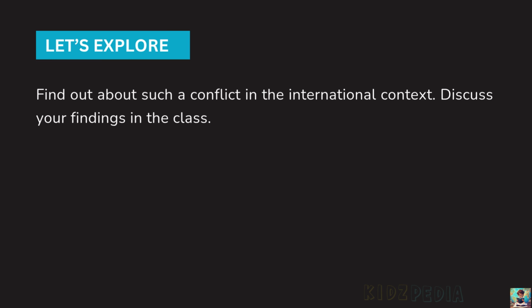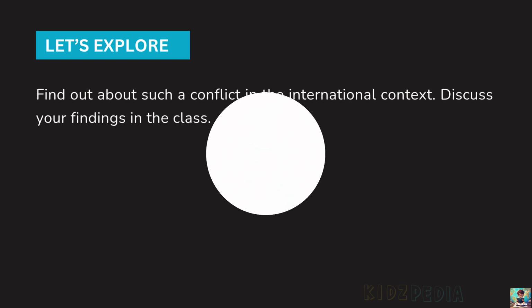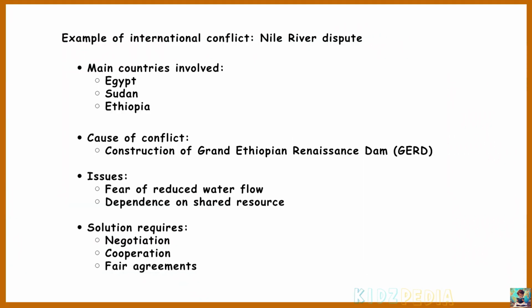So, now you need to find an example of a natural resource conflict between countries. Explain why the conflict happened and describe its effects and how countries try to solve it. And then you need to discuss your findings in class.